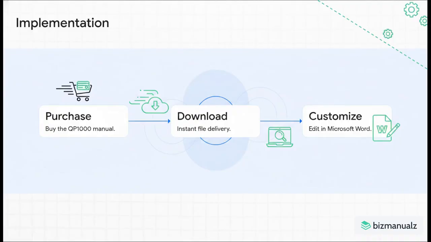The mechanics here are built purely for speed. Step 1, you buy the QP1000. Step 2, you get an instant download. No waiting for shipping, no clunky software installations to deal with. And step 3, you pop it open in Microsoft Word and customize it. You can literally go from checkout to implementing a customized, company-specific procedure in minutes rather than months.